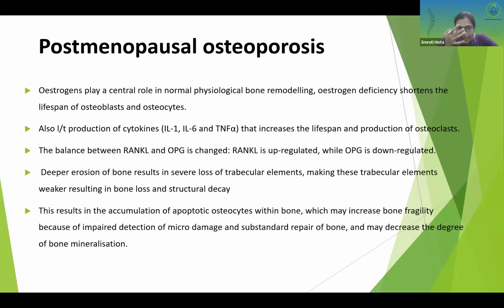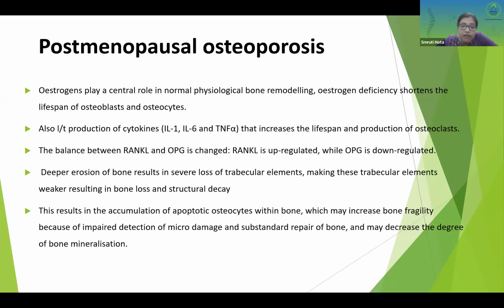Again, there are various categories of osteoporosis. First of all, we will understand osteoporosis in postmenopausal females. So particularly in postmenopausal women, what happens? In normal cases, estrogen plays a central role in maintaining healthy bone remodeling. It keeps a delicate balance between bone formation by osteoblasts and bone resorption by osteoclasts.